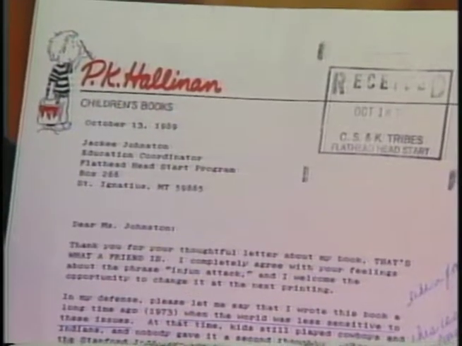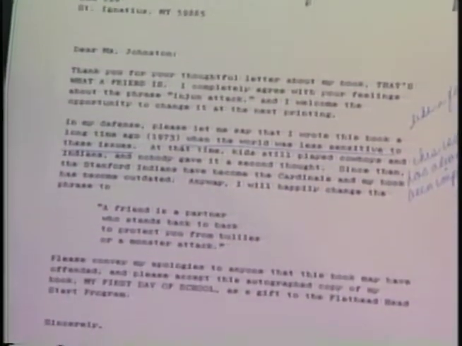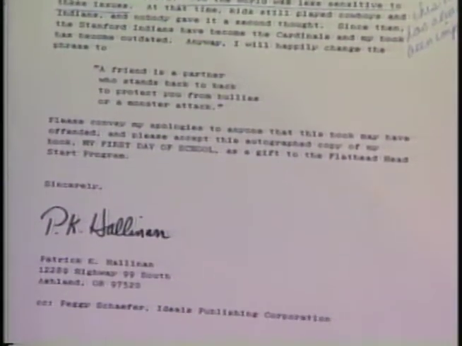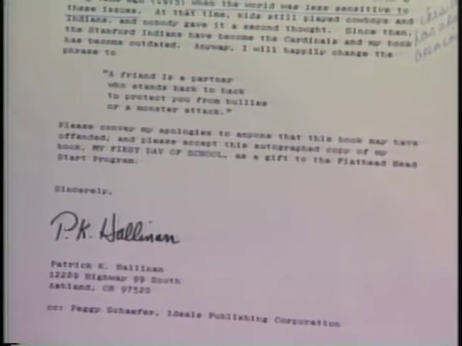Shortly after that, I got a response from the author also, and he thanked me for writing my letter, and he said he completely agreed with my feelings about the phrase Indian attack, and that he welcomes the opportunity to change it at the next printing.